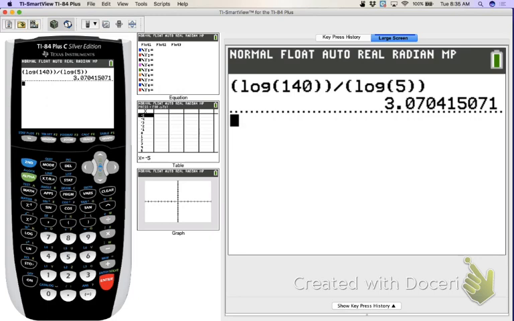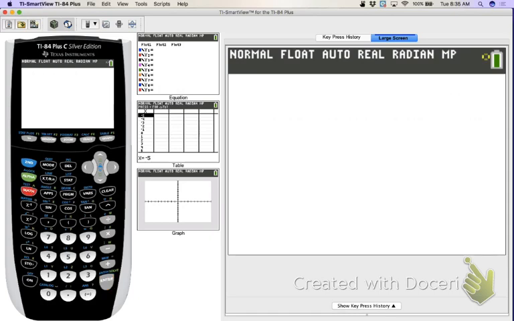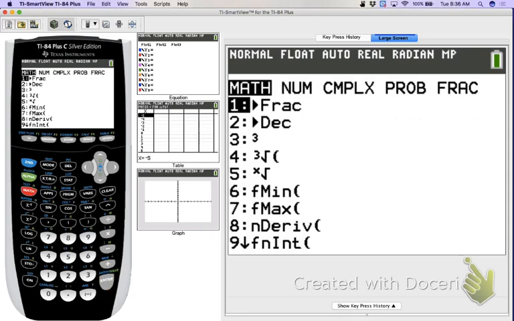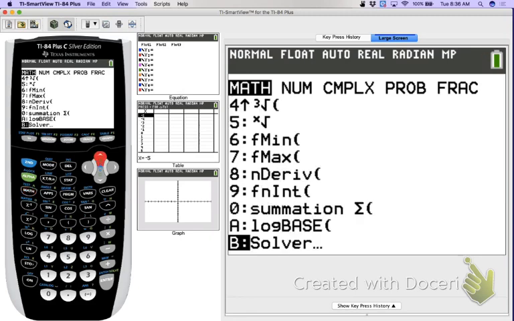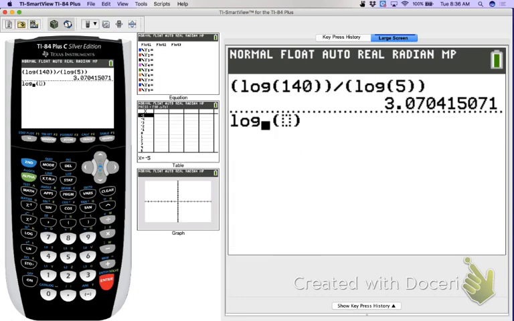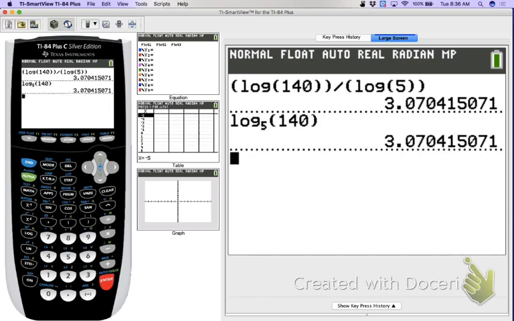If you have an 83 plus or an 84 of any sort, what you can do to shortcut it is go to math, and in the math section, I would just up arrow to where it says log base, for the A. It's the letter A. So you hit enter, and it'll automatically put it as, so my base was 5, my of number is 140, and it's the same value.